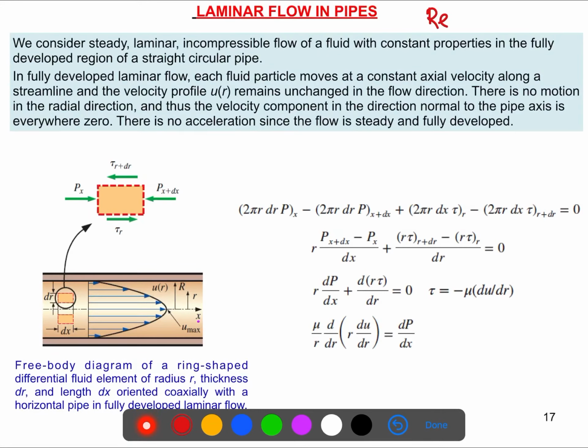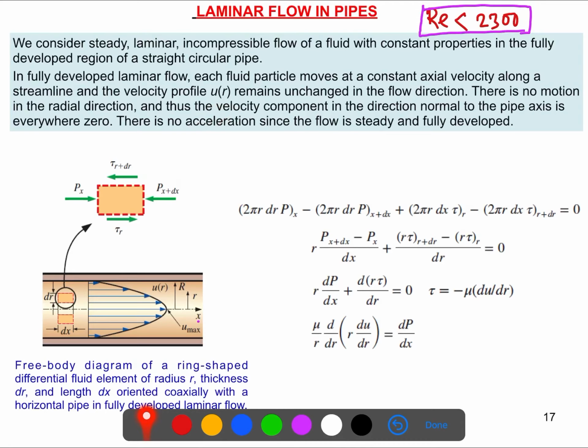You know when the Reynolds number is less than 2300. So when the Reynolds number is less than this value, we can say this is laminar, right? So today we're going to discuss what is the laminar flow in pipes. So the first assumption is that the flow is laminar, and we'll discuss this here.